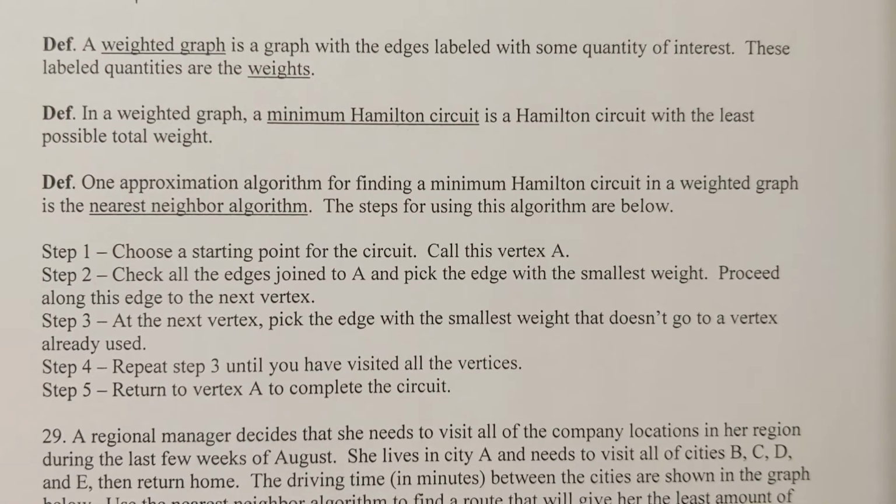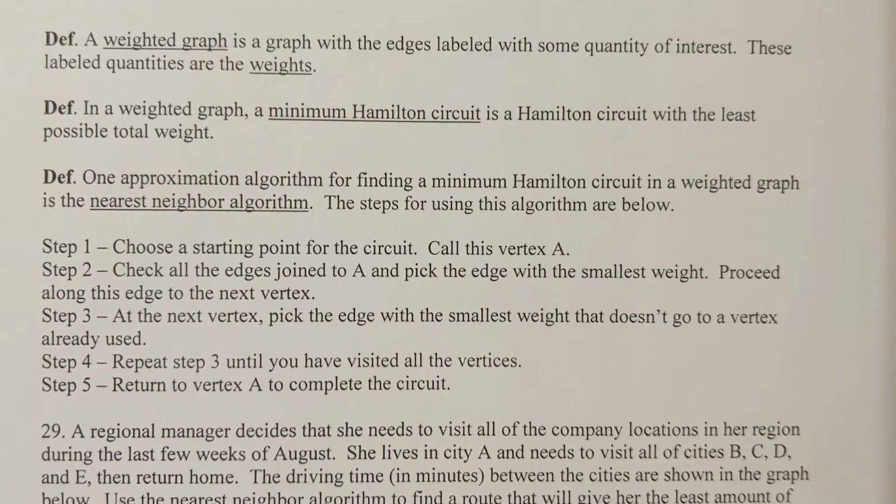Definition: a weighted graph is a graph with the edges labeled with some quantity of interest. These labeled quantities are the weights of the graph. In a weighted graph, a minimum Hamilton circuit is a Hamilton circuit with the least possible total weight. Definition: one approximation algorithm for finding a minimum Hamilton circuit in a weighted graph is the nearest neighbor algorithm. The steps for using this algorithm are below.